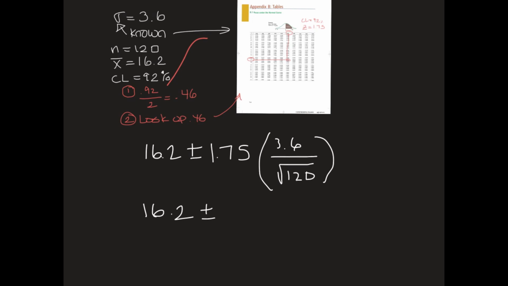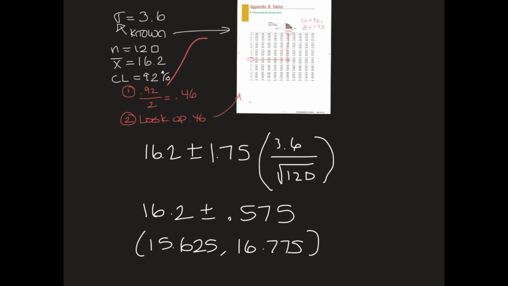And that margin of error is going to be 0.575. So let's find the range. The range in this case is 15.625 to 16.775. So basically there is a 92% probability that the true population mean, based on a sample of 120 observations, or an infinite number of sample sizes of 120, is between 15.625 and 16.775.